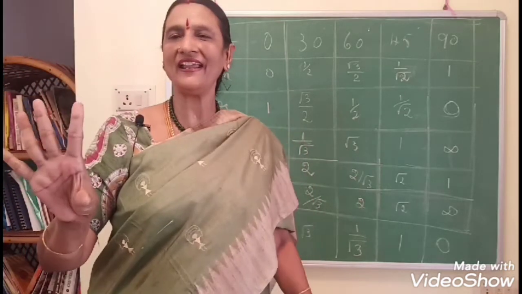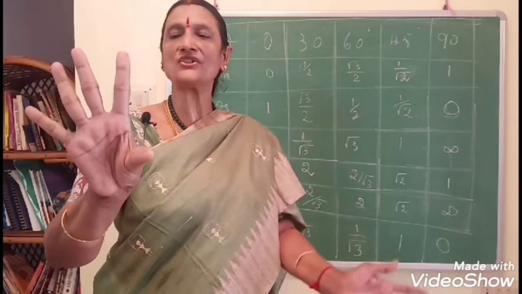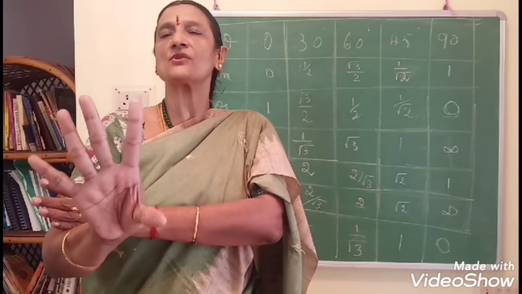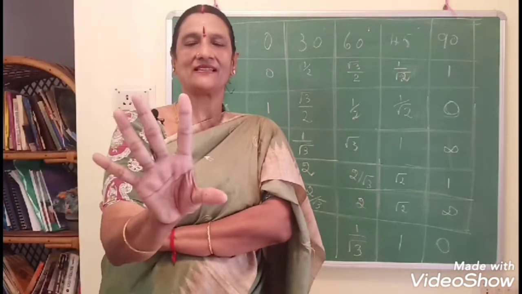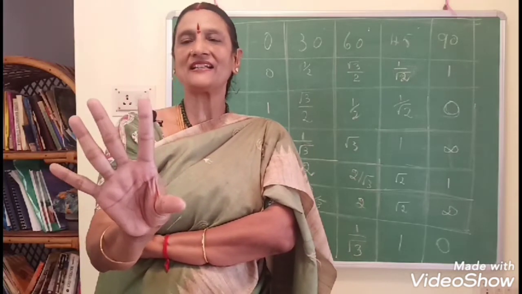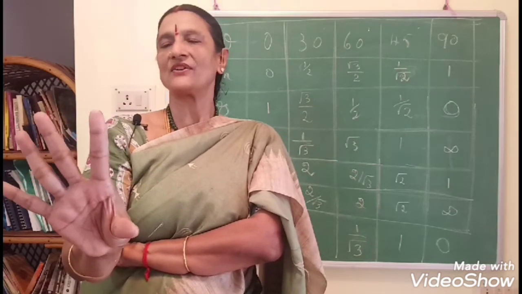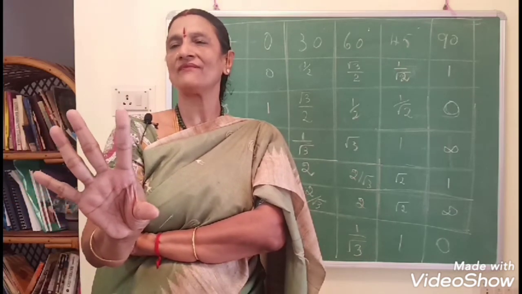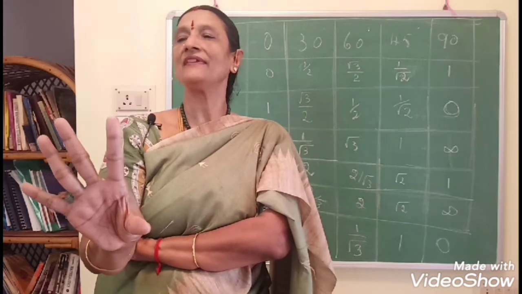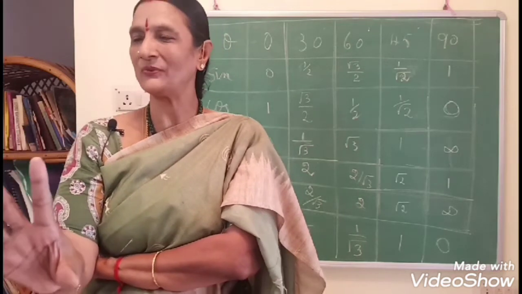Are you all ready? Now tell me, when I say sine, you should look at your right and tell me the square root value. So sine 60. Sine 60, all of you look at your right side. So tell me how many fingers left? Root 3. What is there in the denominator? Yes, 2. So what is sine 60? Root 3 by 2. Clear?